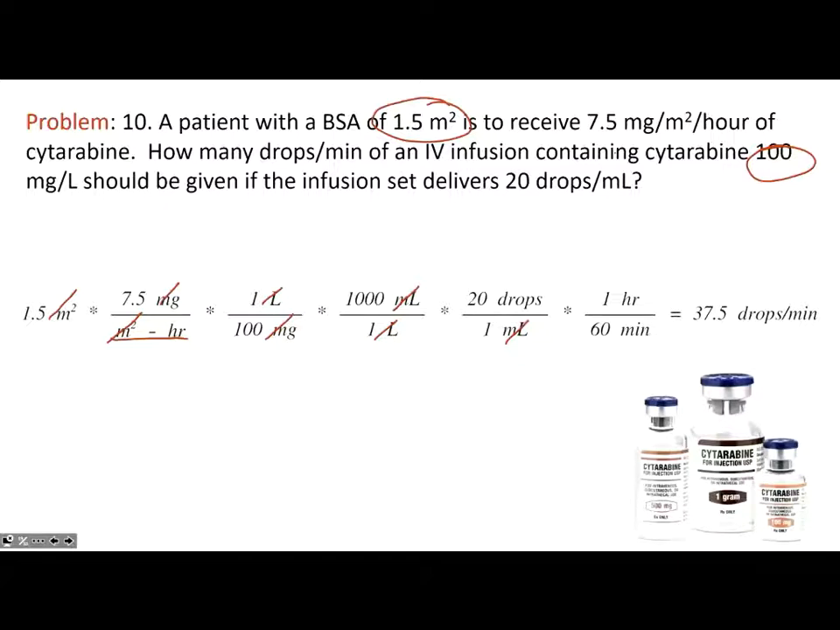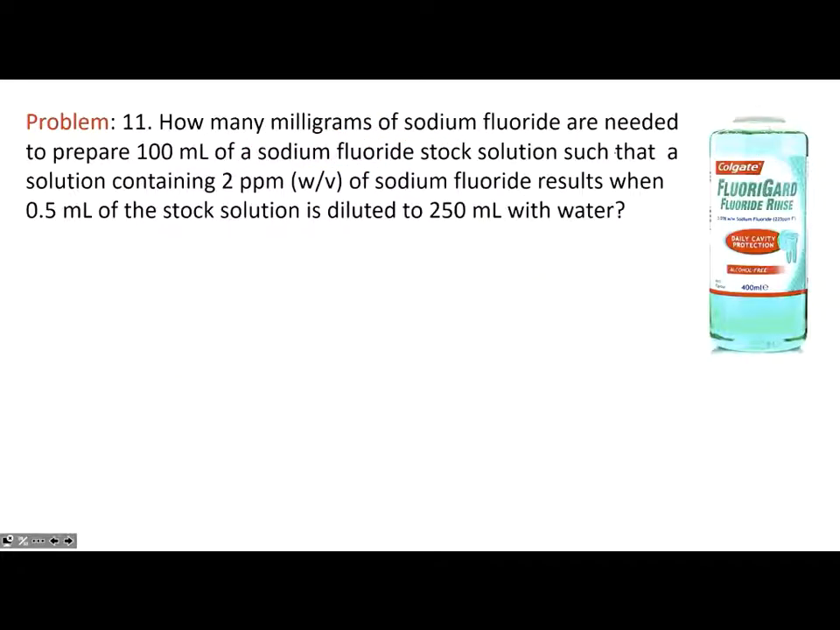What hasn't canceled? Hour. So let's not forget about time. It wanted our final answer to be how many drops per minute. So our last step would be to multiply by 1 hour over 60 minutes, so that hours cancel from way over here. And you'll notice the last remaining units are drops per minute. If you do that math going across, you get the 37.5, which you would clearly round. Any questions on that? Again, a lot of separate conversions, and that's the only trick to any of those infusion questions: just take your time to do that.